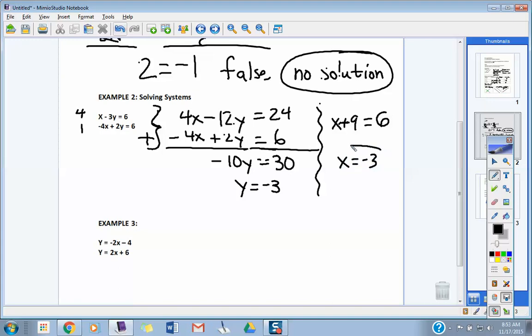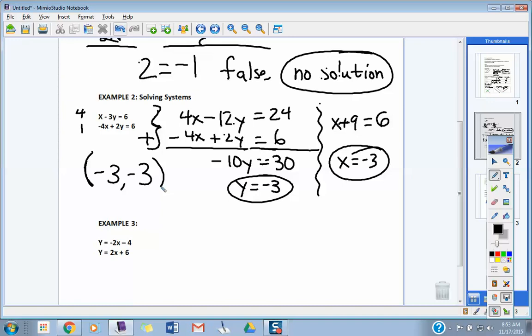Very good. X equals -3. So in this situation right here, we solve for x, we solve for y, so that is an ordered pair. What's your solution here, gang? -3 comma what? Okay. Somebody verify that graphically.